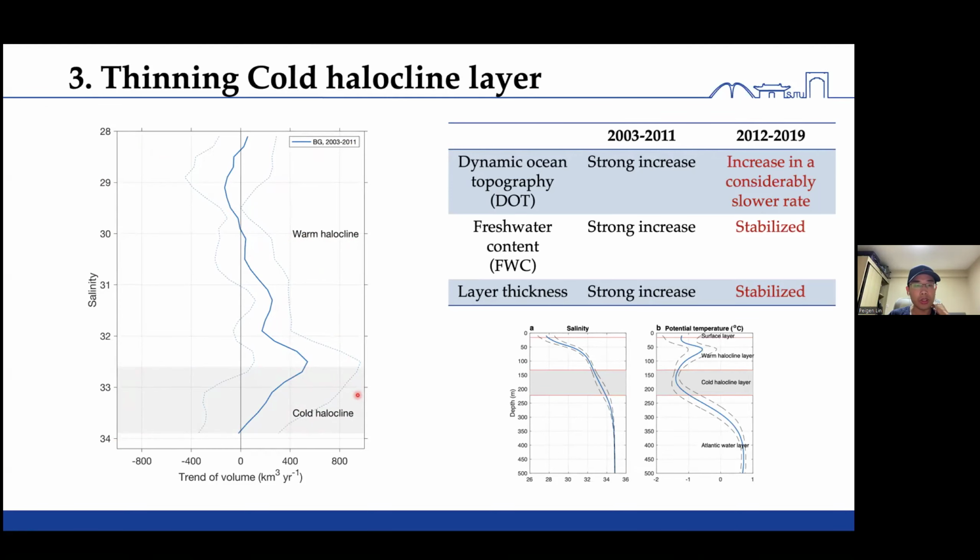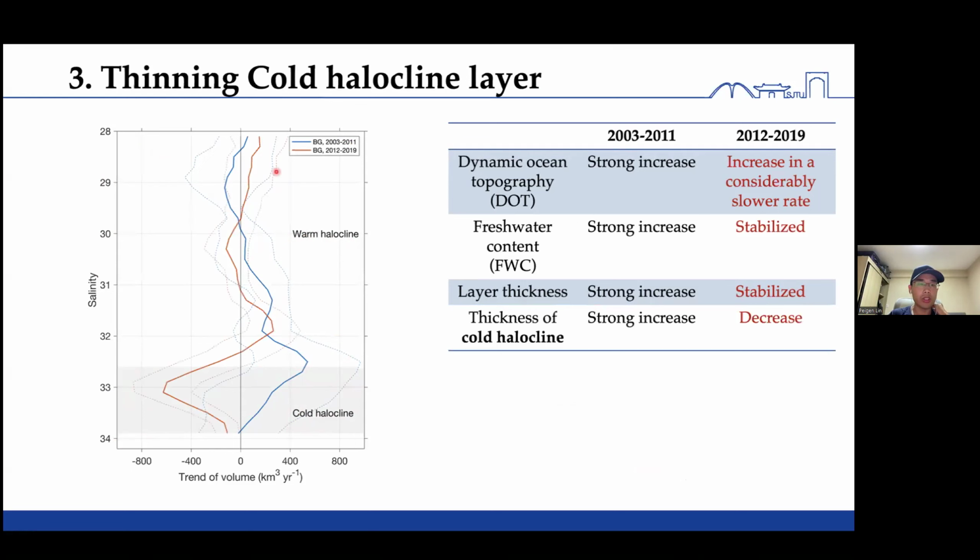And this is the early period, and what does it look like in the second period? In the later period, you see the majority of the negative trend occurs in the cold halocline. This is the biggest change in the second period, and this thinning of the cold halocline is the main reason for the stabilization of the total thickness in the later period. And now we want to address what the reason is, right?